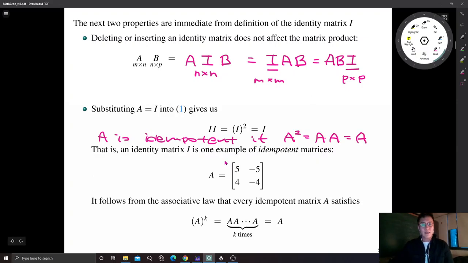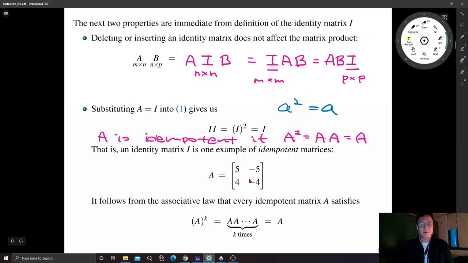All right? So the identity matrix I is one example of idempotent matrices. In scalars, if we have an equation A squared equals A, there are only two numbers satisfying this equation, 0 or 1, okay? But in matrices, there are several examples. Several matrices satisfy this condition. So in fact, there are several idempotent matrices.